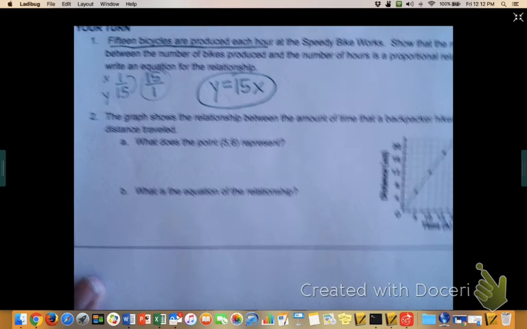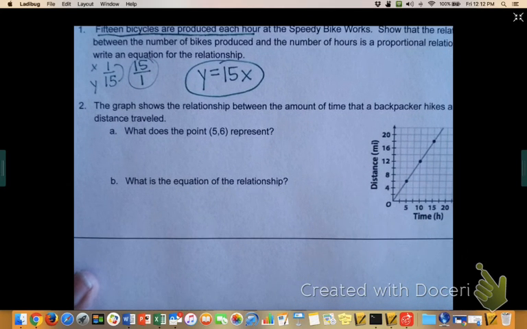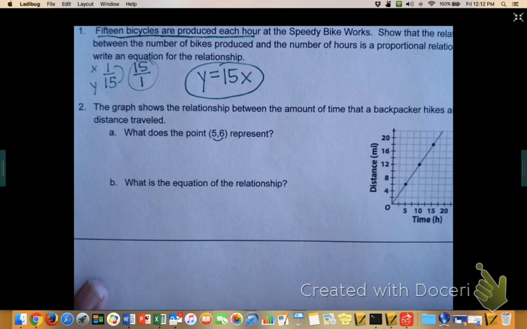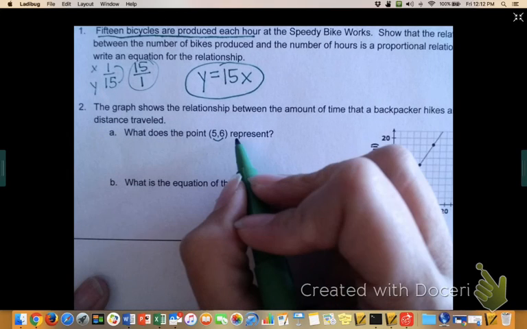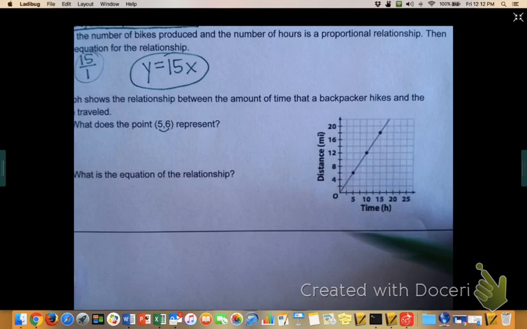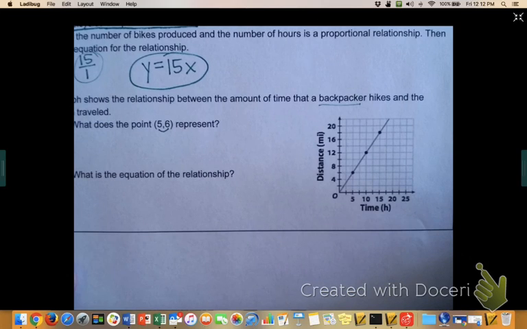All right, on number 2, the graph shows a relationship between the amount of time that a backpacker hikes and the distance traveled. What does the 5, 6 represent? I'm really hopeful that you guys did not write, it means go over 5 on the x-axis and up 6. Of course it means that, but this is an actual scenario about a backpacker. So what does 5, 6 mean?